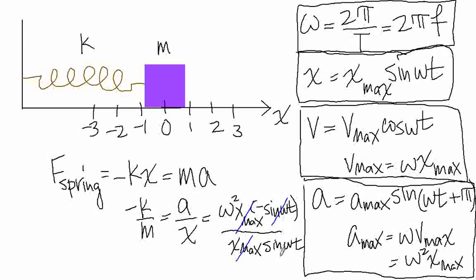So the x's cancel, the sines cancel, and we have omega squared is equal to k over m. So that tells us that omega is equal to the square root of k over m. That's an important formula because using the definition of omega, you can relate the period and frequency to k and m. Okay?